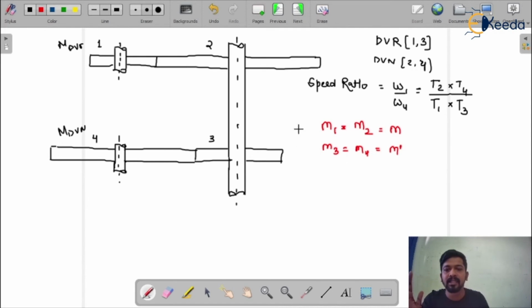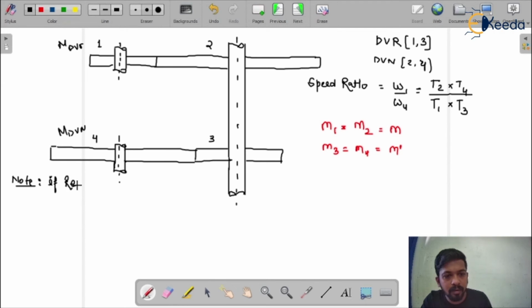I hope you are remembering this. We already covered in the last chapter that for mating gears the module will be the same for both the gears. Sometimes the reduction ratio is given in the problem. If the reduction ratio is given in the problem, I can give you a note on how to deal with it.